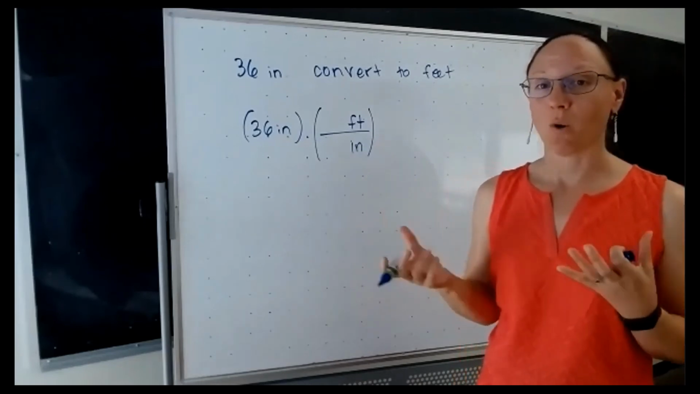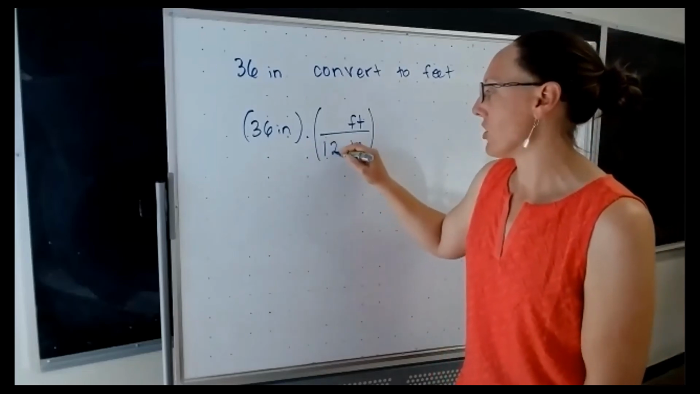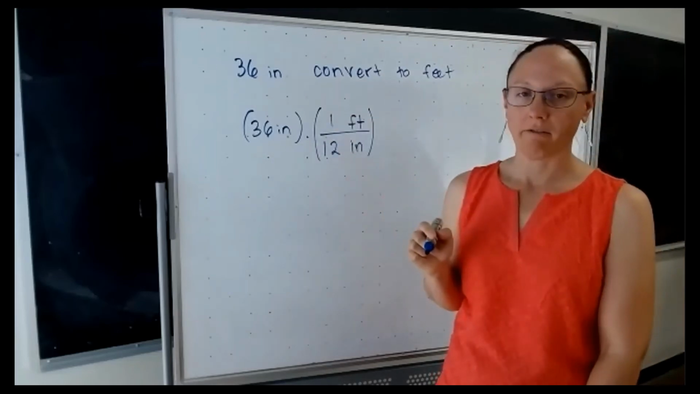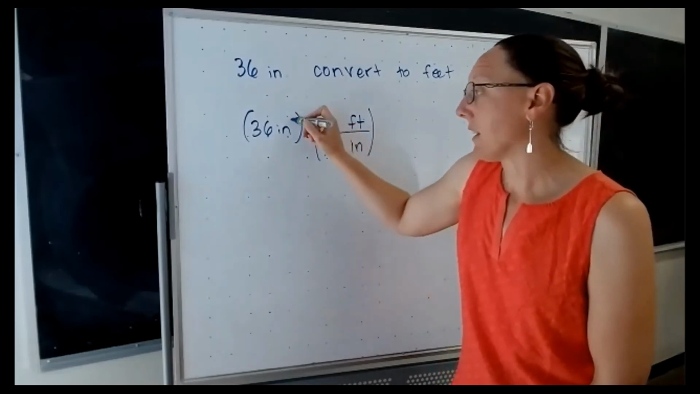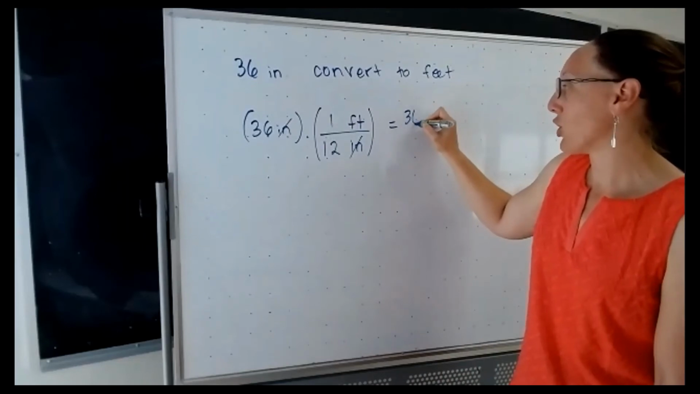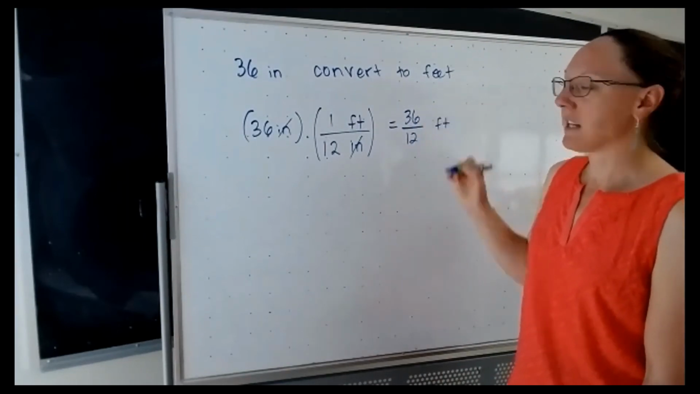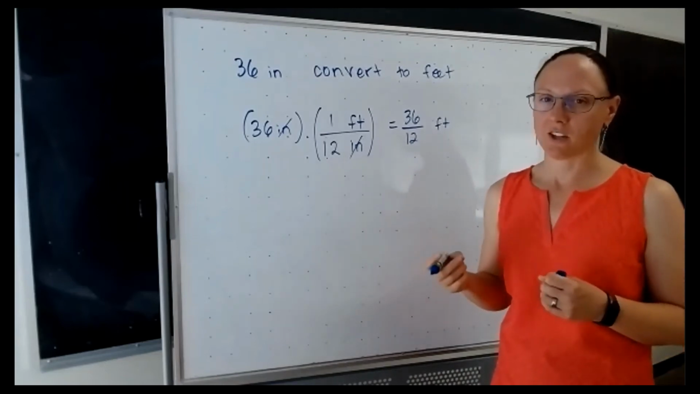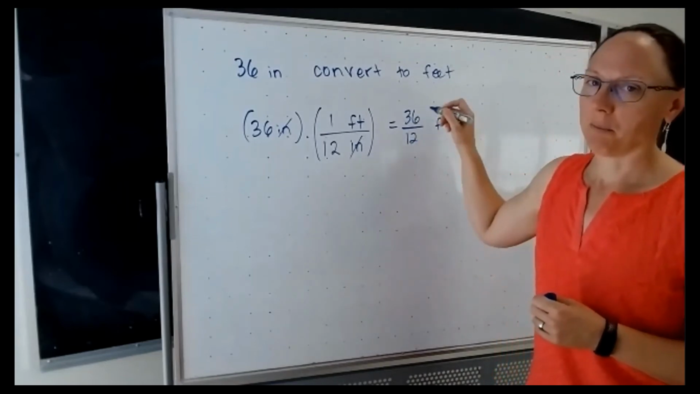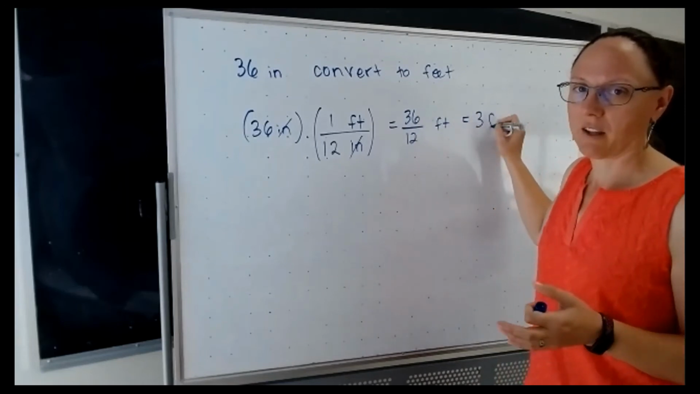And now I'm just looking for, what is the ratio of feet to inches? Well, there are 12 inches to 1 foot. My inch units are going to cancel out, and that's going to be 36 over 12 feet, but I want to make sure to reduce that to lowest terms. You can probably do 36 divided by 12 in your head and get the 3.